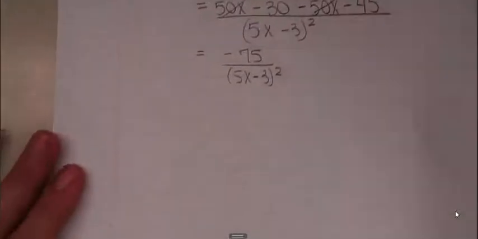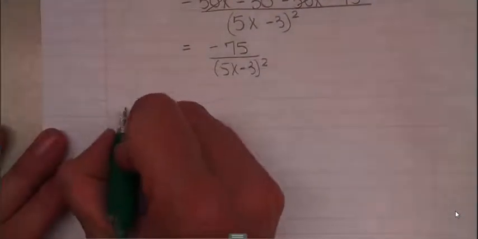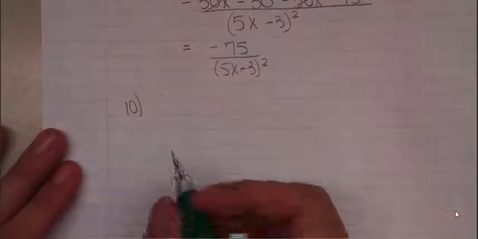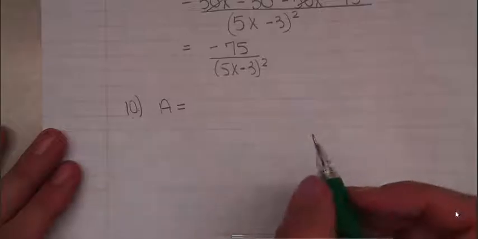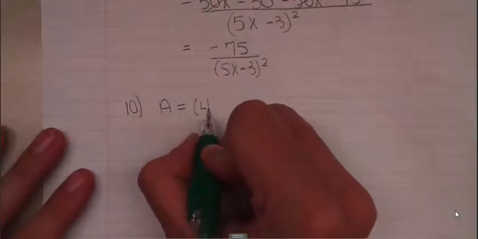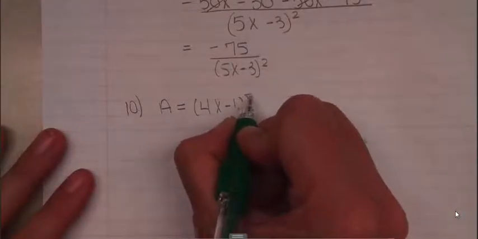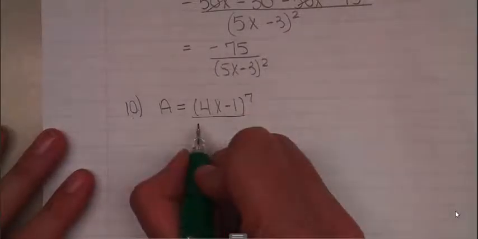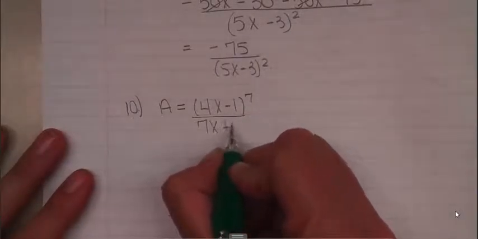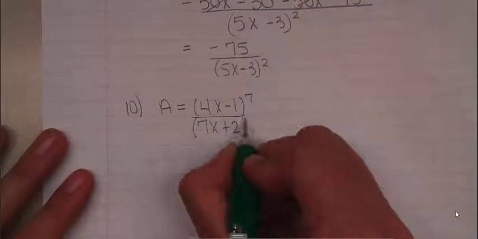All right, so let's do one more. We'll make it a little bit more challenging. What if I give you a equals, and this is number 10 out of your book, 4x minus 1 to the 7th power over 7x plus 2 to the 4th power.